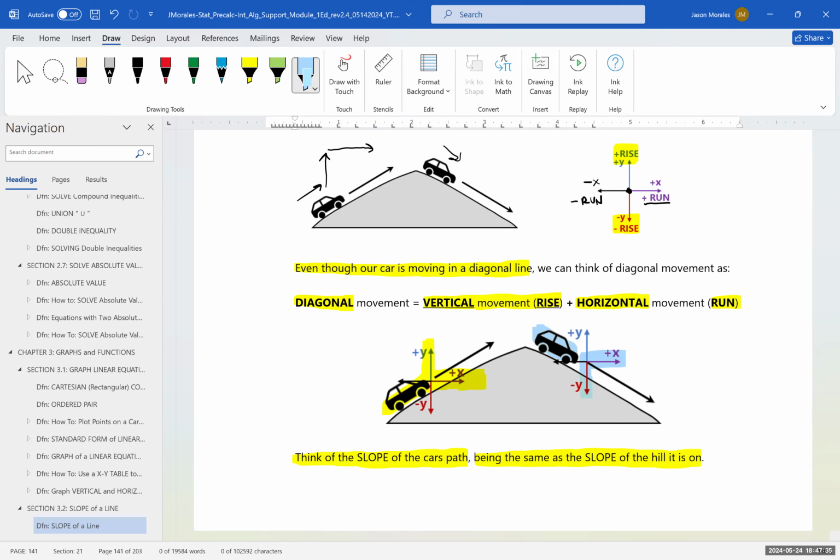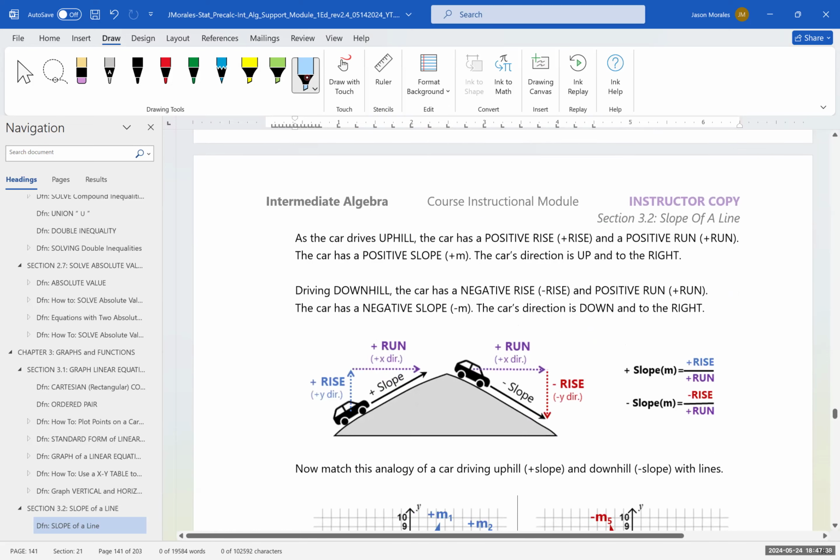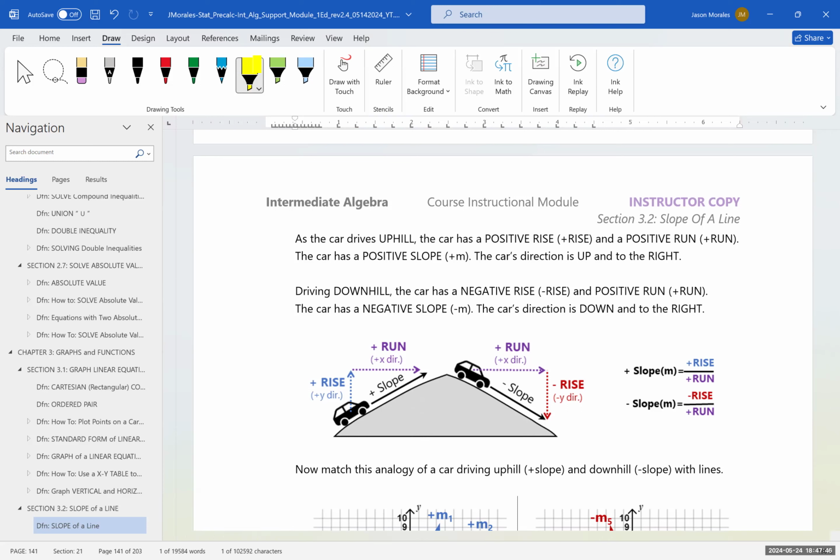Try and keep that image in your mind. As the car drives uphill, the car has a positive rise and a positive run. As it moves up the hill, it has a positive rise and a positive run. The car, therefore, has a positive slope. We use lowercase m as a variable for slope. So this has a positive slope going uphill. The car's direction is up and to the right.